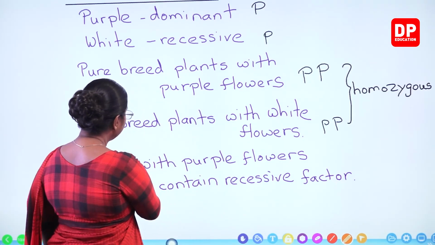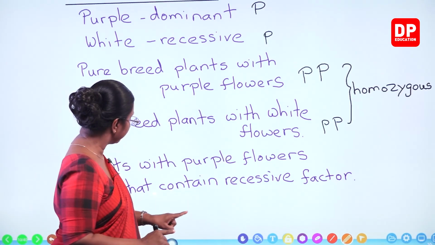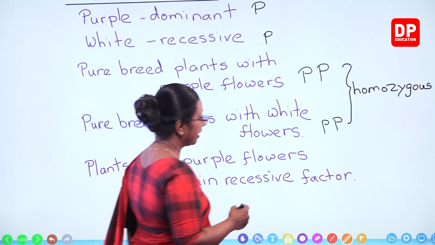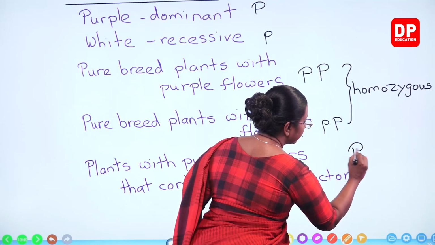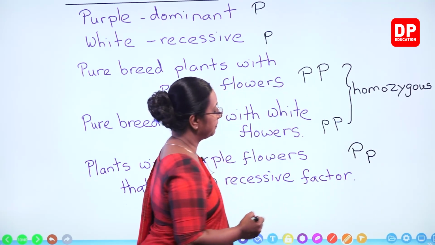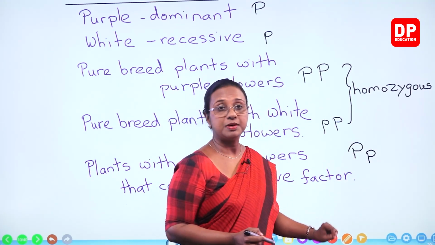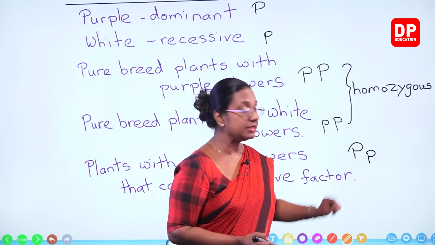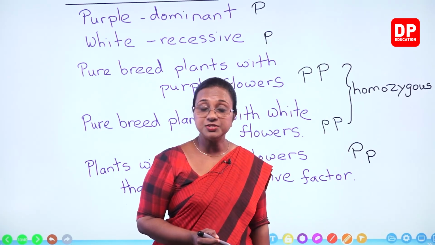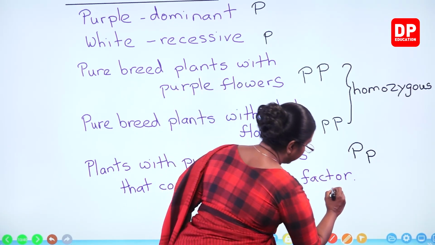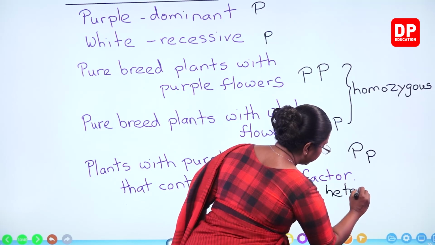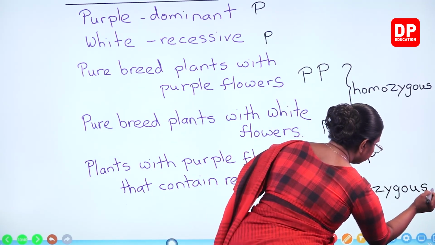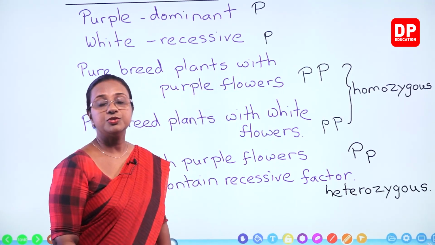Homozygous. Then we have plants with purple flowers that contain recessive factor. How do we write that? We write it as capital P, simple p. Dominant character purple flower, recessive character white color flower. Capital P, simple p. And what is this known as? Heterozygous.